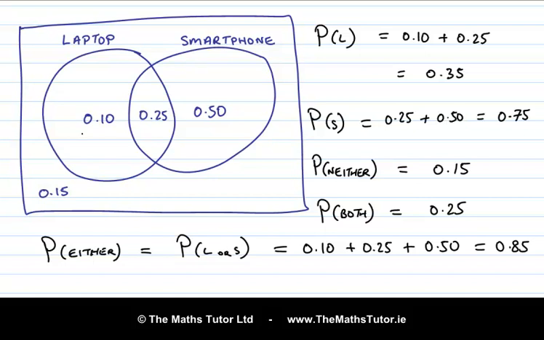Again, if we add up all the probabilities for all of the regions in this Venn diagram, they add up to 1. That's because no matter who we pick from this group, it's a certainty that they either have a smartphone only, a smartphone and a laptop only, or they have neither. So they must fall into one of those categories. So that's a certainty, so it's a probability of 1.